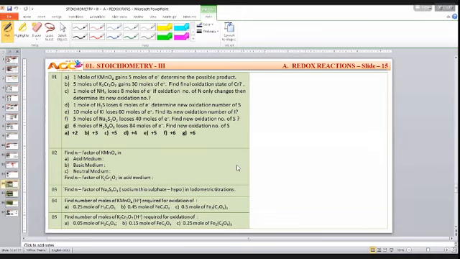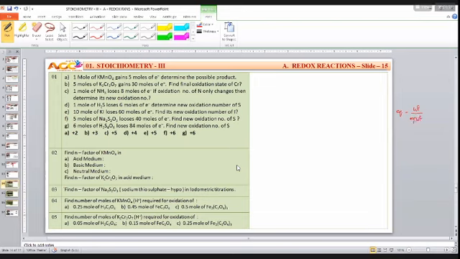Before going to the concept of equivalence, let me revise something in terms of formulas and expressions. Whenever you want to talk about equivalence, only 3-4 expressions are sufficient to do any type of problem, even up to IIT level. What are they? Number 1, equivalence is equal to weight by equivalent weight. First idea is this one.